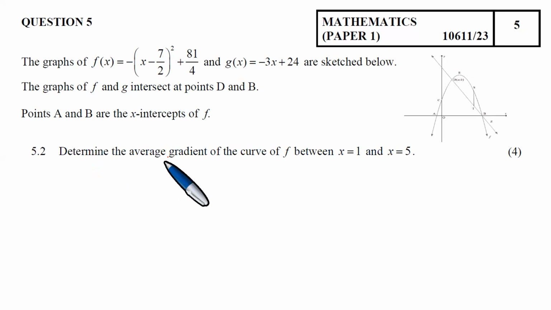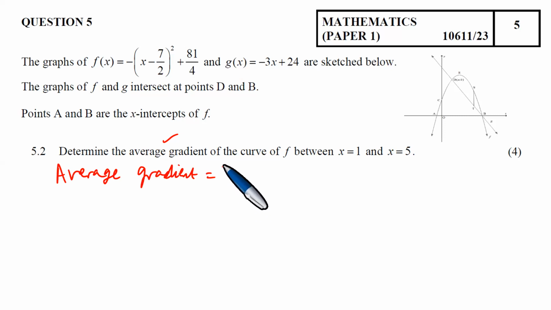We need to be able to find the average gradient. Please, IUP students, watch average gradient because it's already there. Tomorrow, they're going to ask you the average gradient. How do you find the average gradient between 5 and 1? So you say average gradient is the same as f of 5 minus f of 1 divided by 5 minus 1.